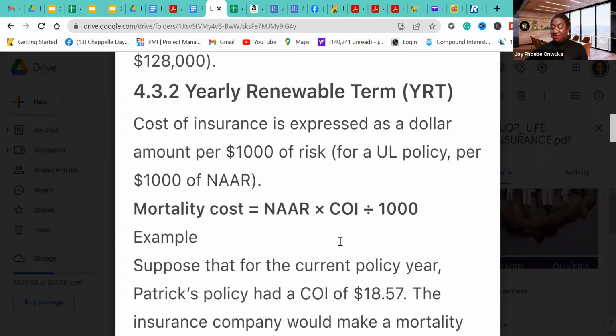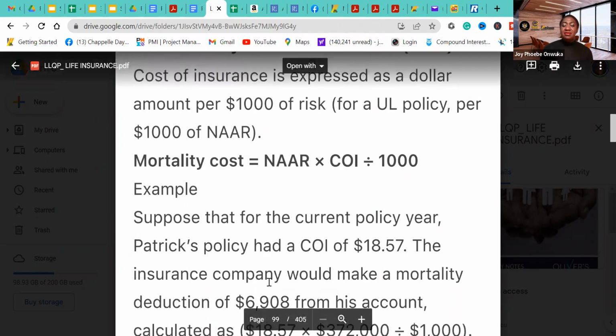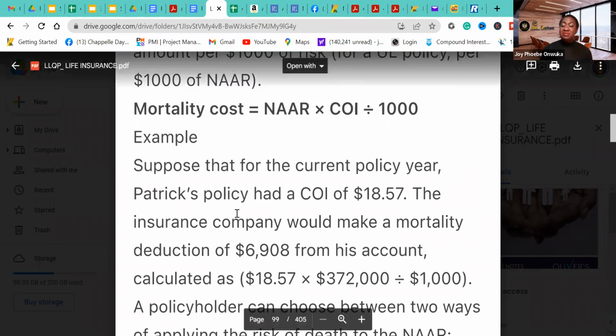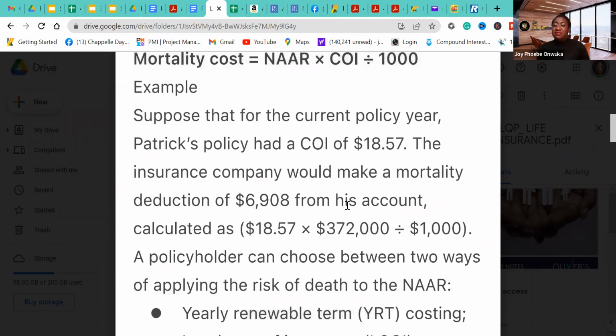So we've seen NAAR and how to get it, and now mortality cost is equal to NAAR, the net amount at risk, multiplied by cost of insurance divided by 1,000. Example: suppose that for the current policy, the purchased policy has a cost of insurance of 18.57. The insurance company will make a mortality deduction of 6,908 from his account. This is calculated as the NAAR, 372, times 18.57 divided by 1,000, okay?